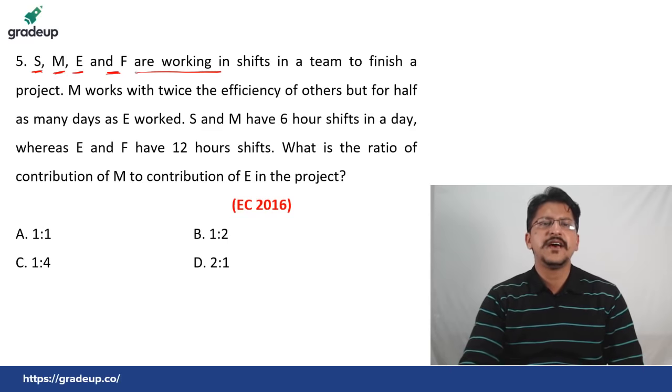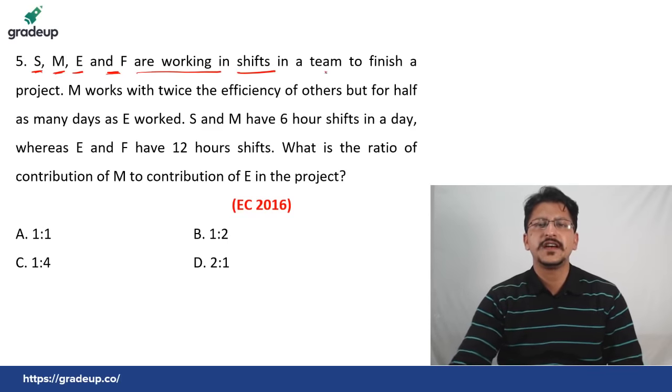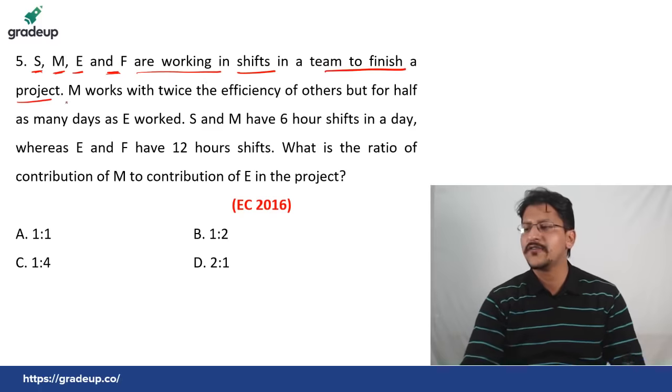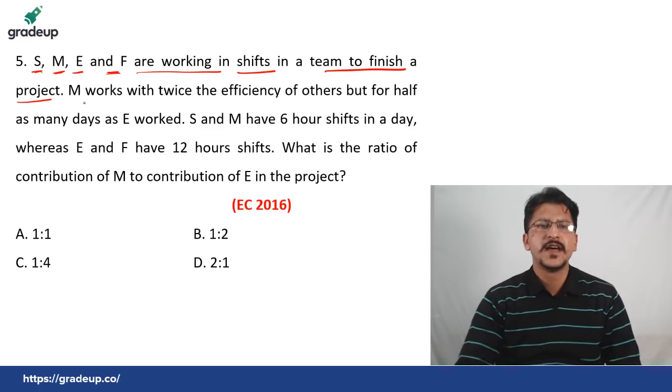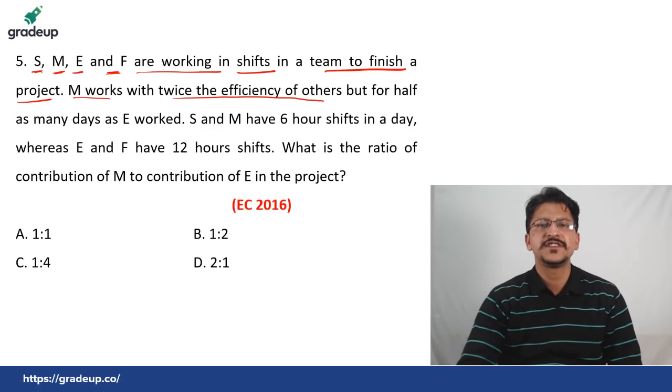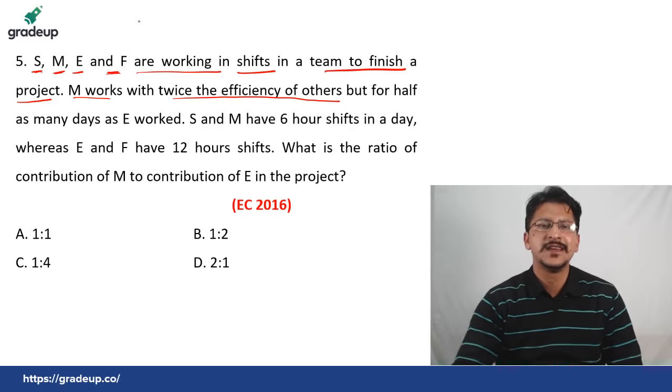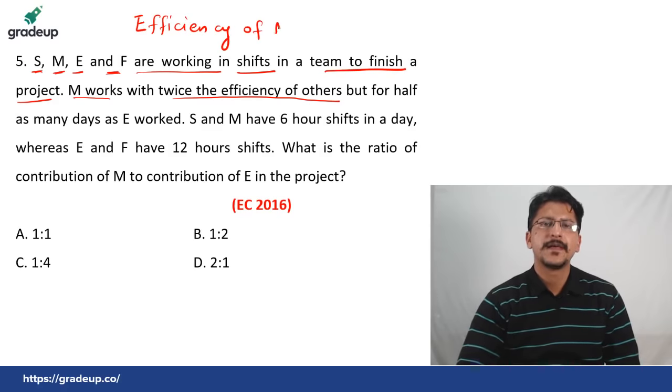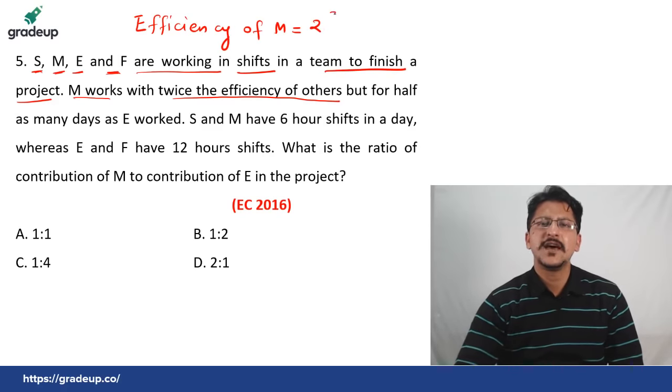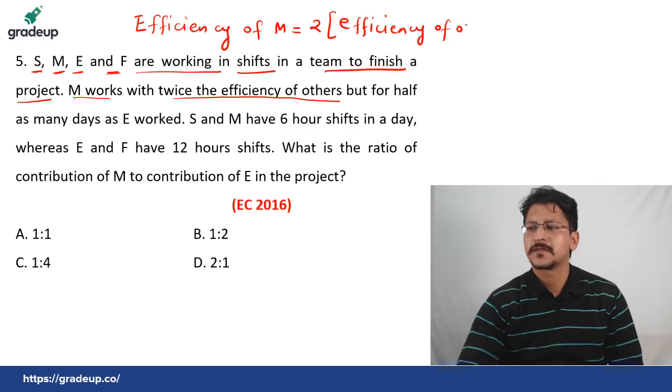S, M, E and F are working in shifts in a team to finish a project. They are working in a team to finish this project. M works with twice the efficiency of others. That means, let us write simultaneously, that the efficiency of M is twice the efficiency of others.